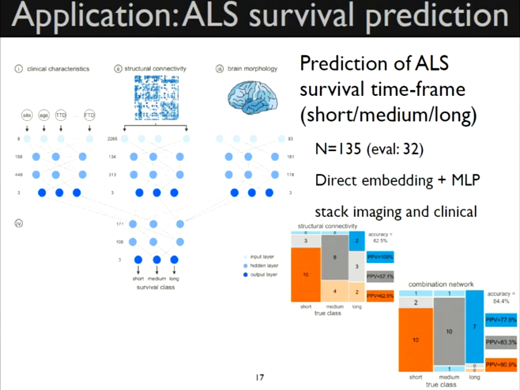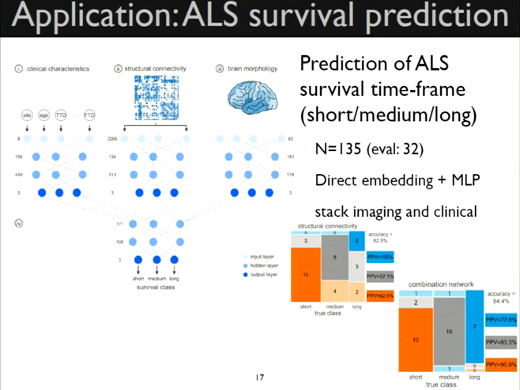What they did here is they had clinical characteristics, structural connectivity, and then some brain morphology. Focus on the column in the middle. This is in a sense a connectivity matrix from DTI, from tractography. What they do is they symmetrize it, they take the upper triangular part, and then they feed it to a neural network, right? So exactly what I was saying. So this is direct embedding.